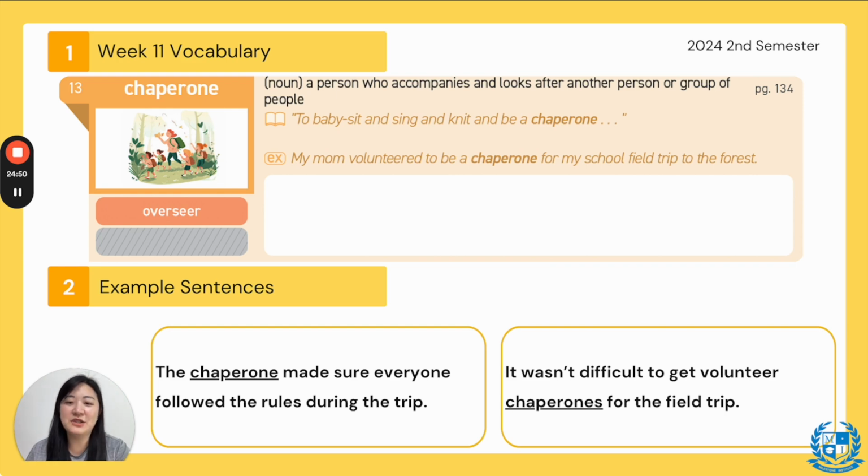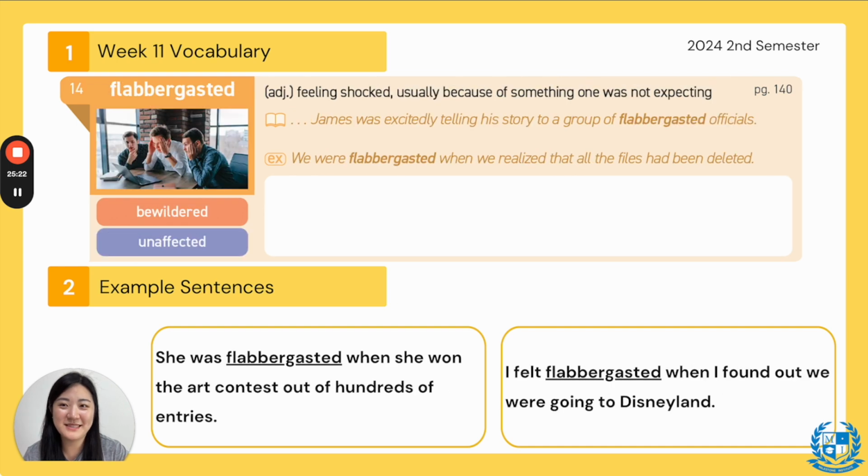Next here, it says the chaperone made sure everyone followed the rules during the trip. Yes. For example, if it's time to go and leave the zoo, you have to make sure that everyone leaves the zoo. The chaperone goes and checks everything. Next, it says it wasn't difficult to get volunteer chaperones for the field trip. So maybe a lot of parents were like, oh, I want to go spend time with my child as well. Chaperone.